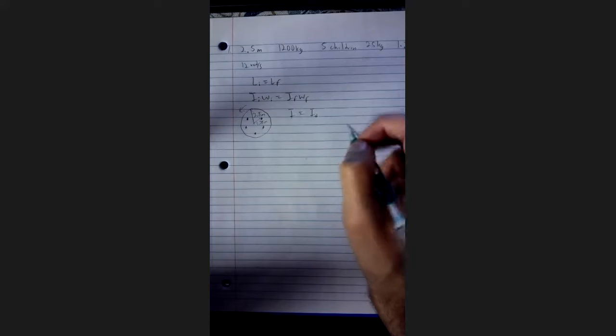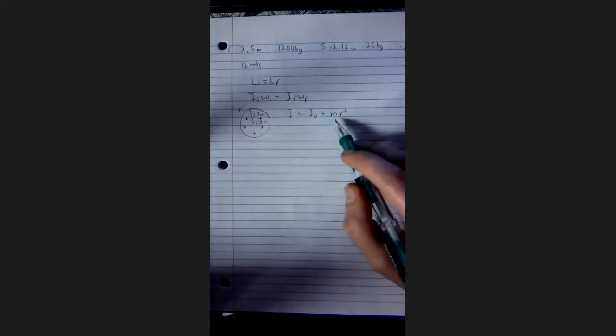So our moment of inertia then is the moment of inertia of our disc or our cylinder plus the moment of inertia of these children. So we'll treat them as point masses, and point masses have a moment of inertia that is their mass times their distance from the axis of rotation squared. And there's 5 of them, so we'll just multiply this by 5.